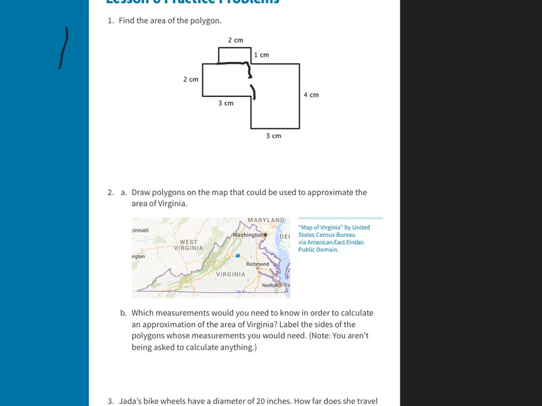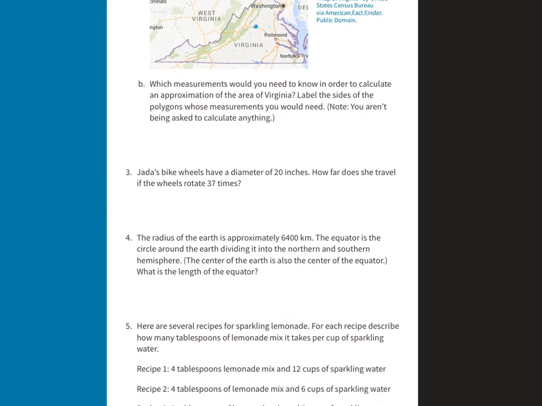is right here, number 3. Jada's bike wheel has a diameter of 20 inches. How far does she travel if the wheel rotates 37 times? So this is like a problem from yesterday's section. We find the circumference, so pi times my diameter, and then we times that by the rotations. Okay? If you have any questions, go ahead and email me.